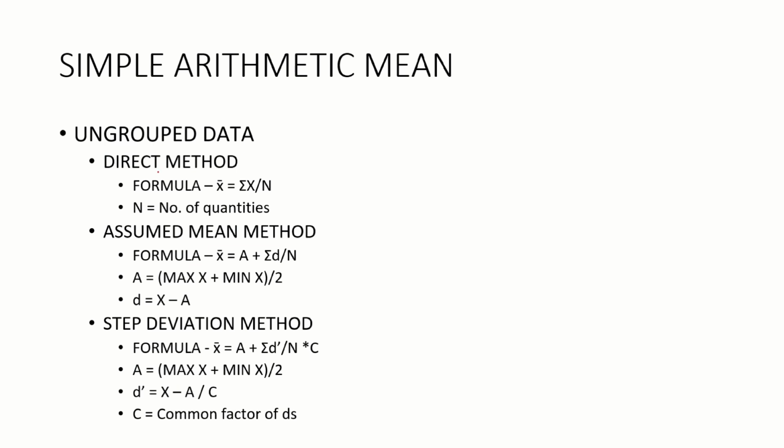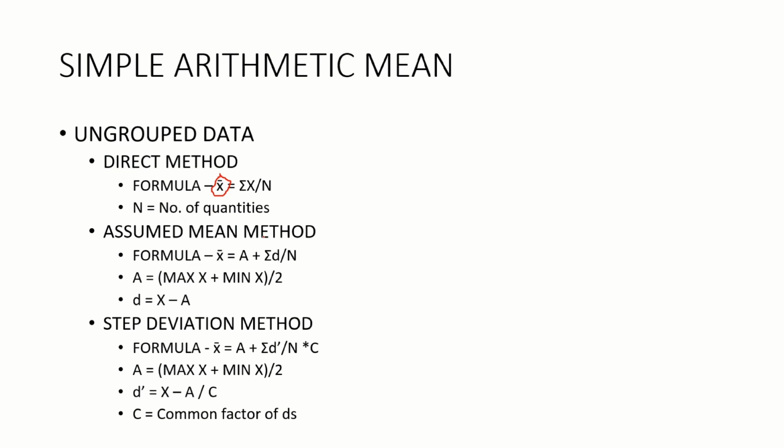Right, so the direct method for getting the simple arithmetic mean in ungrouped data has the formula. Now look, the arithmetic mean is represented with an x, which has a bar on top. Now the arithmetic mean equals the sum of all values divided by the number of quantities. Remember that Σx stands for the sum of all the values, okay? The sum of all values divided by the number of quantities equals the arithmetic mean.